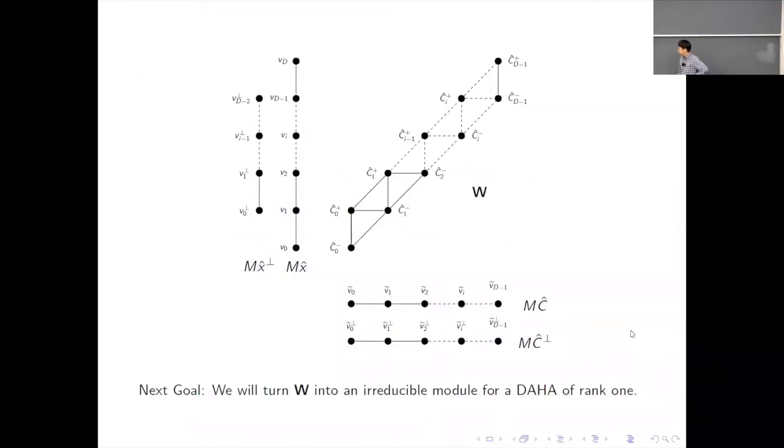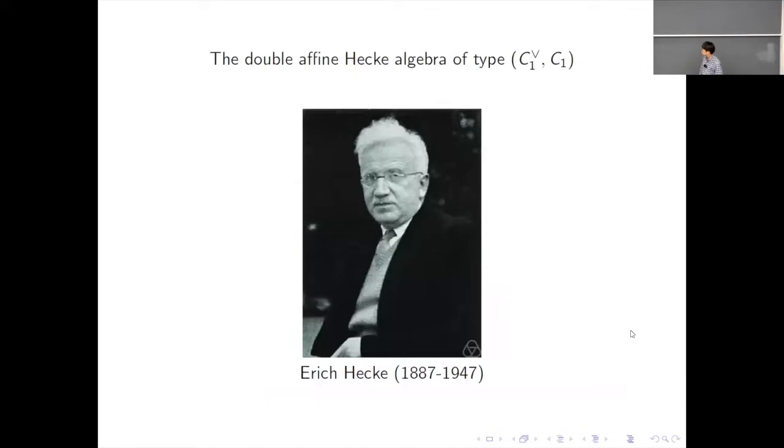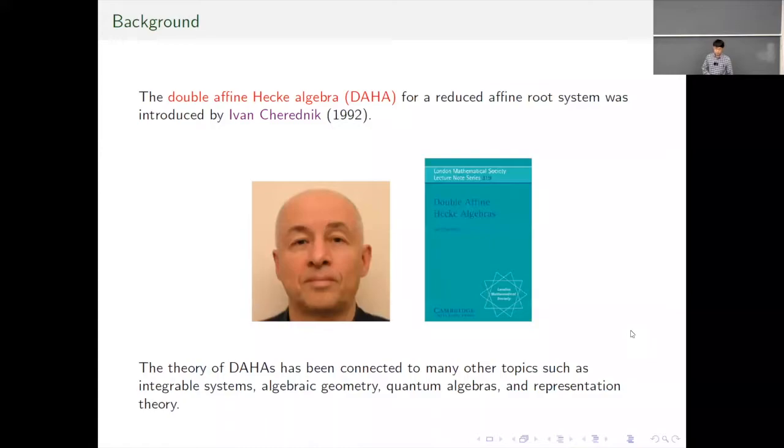Now, today's goal: we're going to turn our T module W into an irreducible module for a DAHA of rank 1. To this end, let me first introduce what DAHA is. Double affine Hecke algebra. Let me give a brief background on DAHA. DAHA is the abbreviation of double affine Hecke algebra.